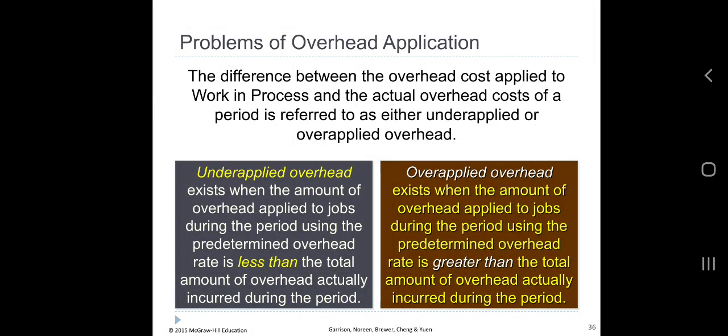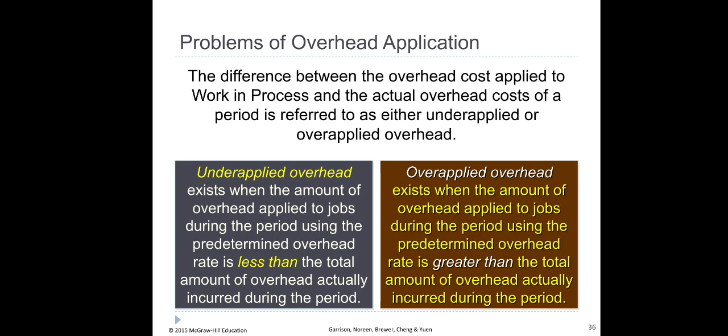So there are two numbers or figures: the total overhead cost you calculated using budgeted data, and the actual overhead cost that you have recorded in your journal. So let's see how to settle the difference between these two figures. See the first point in this slide. The difference between the overhead cost applied to work in process and the actual overhead cost of a period is referred to as either underapplied or overapplied overhead.